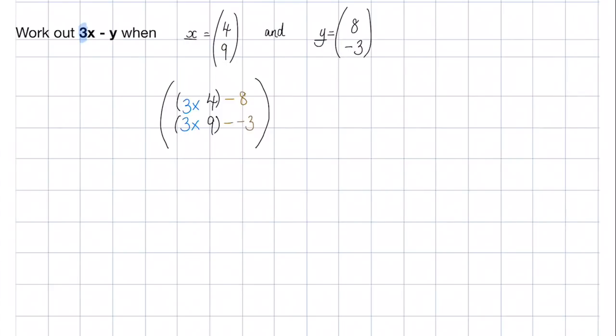So on the top I've got 3 multiplied by 4, which is 12, then I've got take away 8. On the bottom I've got 3 multiplied by 9. I always do it in my brain where I say 9, 18, 27, so that bit's 27. And then it says take away -3, so the two negatives become a plus, and that will be +3. And underneath I do the maths. 12 take away 8 is 4. 27 add 3 is 30. And I just double check that I haven't made any careless mistakes. I double underline my answer. That's another boom right there.